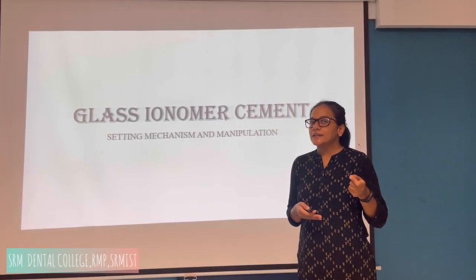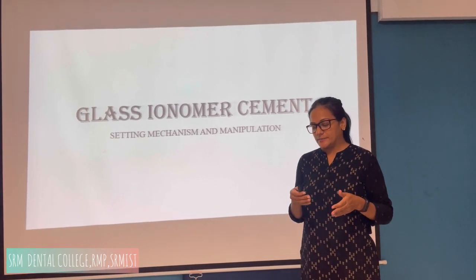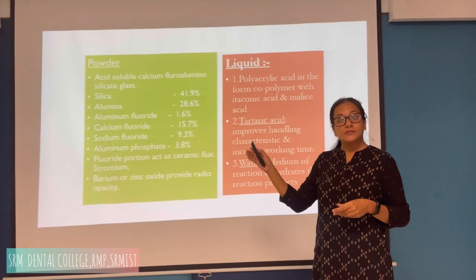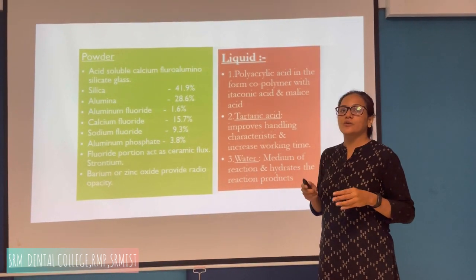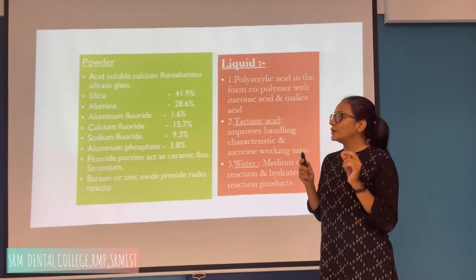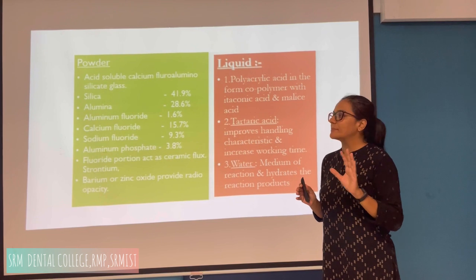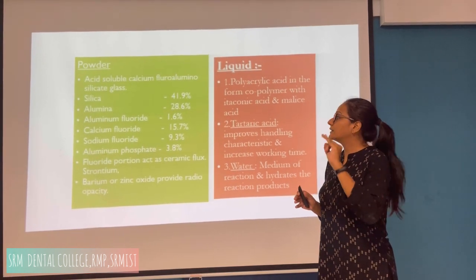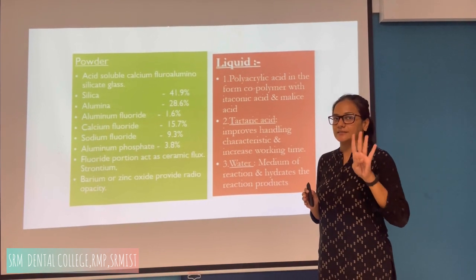Before going to its setting mechanism, let us just brush up on the composition of glass ionomer cement. It consists of powder and liquid. To simply remember, the powder consists of calcium, fluoro, aluminum, silicate glass. So in simple terms, you have to remember that it consists of calcium, fluoride, aluminium, and silicate glass.